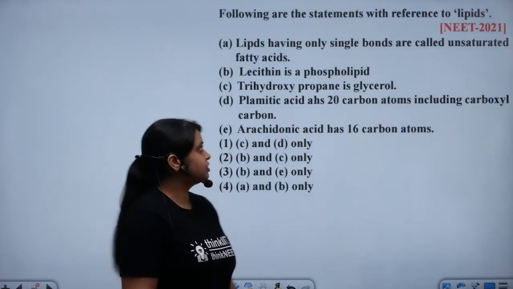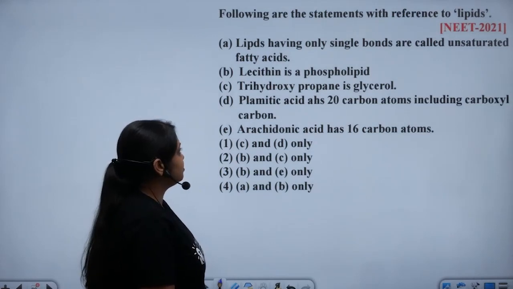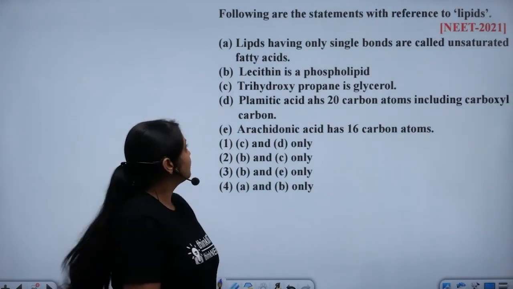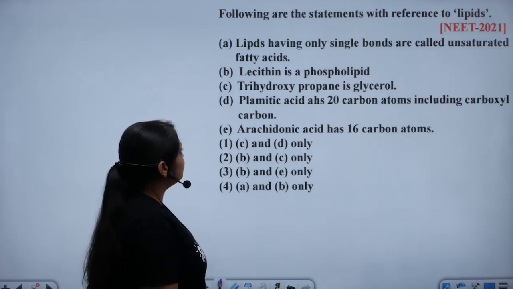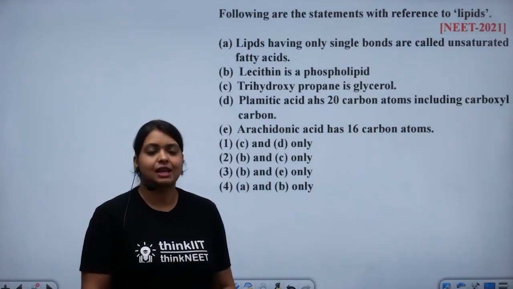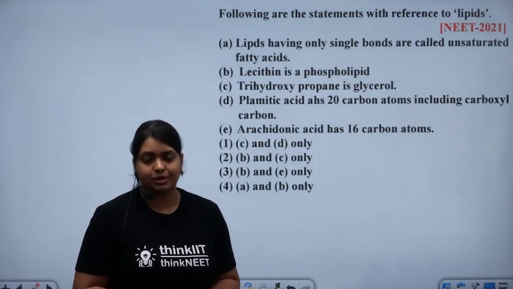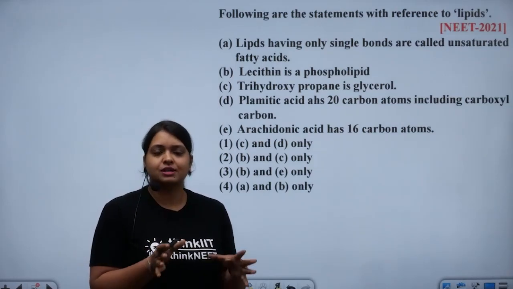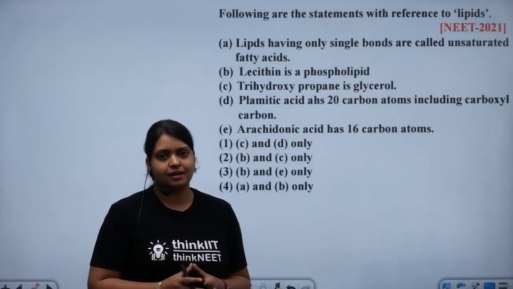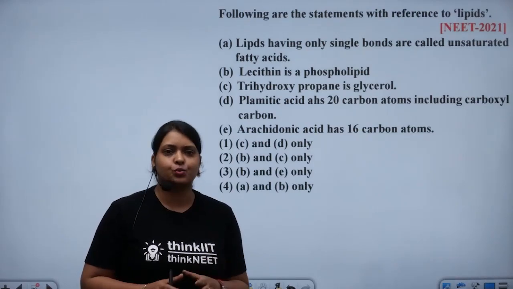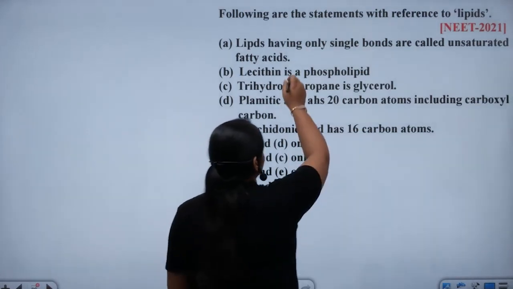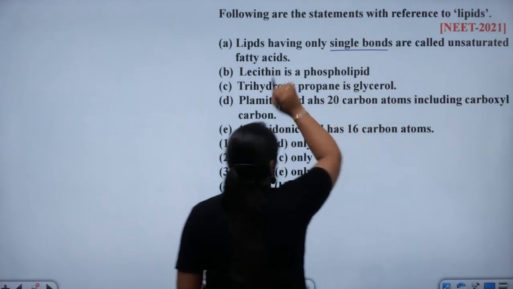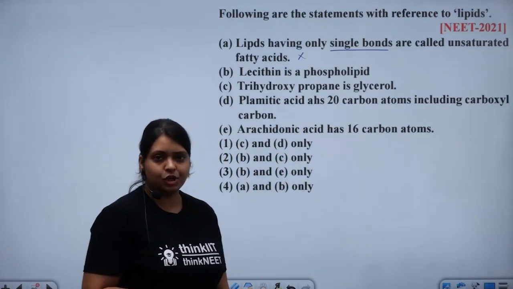Over to our next question, that is, the following are the statements with reference to lipids. A, lipids having only single bonds are called unsaturated fatty acids. This is an incorrect statement regarding lipids, because unsaturated fatty acids are those which have at least one double bond. So because of this particular word, this is an incorrect statement.